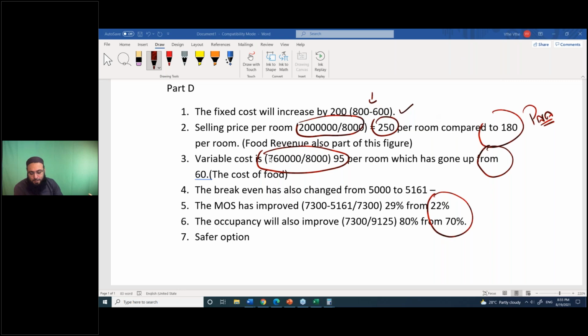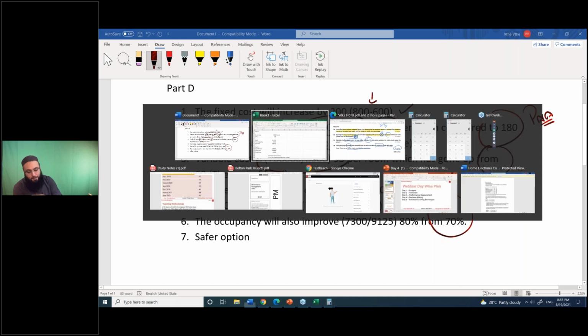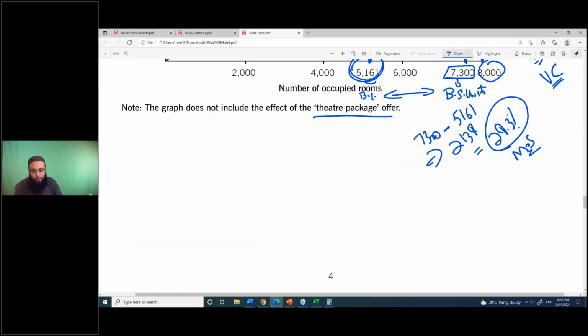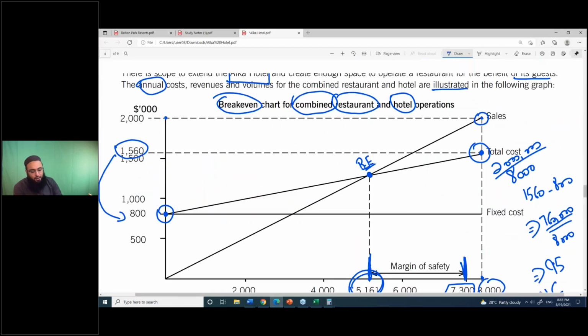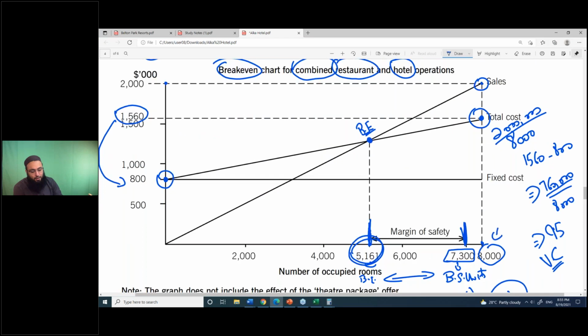Okay, let me repeat this. You can see in the graph, you just go above, see in the graph, at 8,000 number, your total cost is 1,560, in which 800 is the fixed cost. So the leftover is 760,000 variable cost, which is based on 8,000.